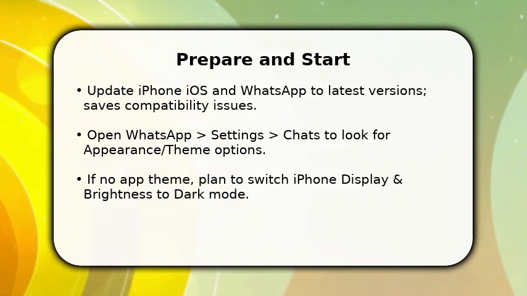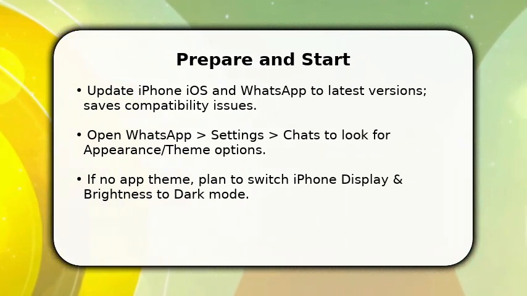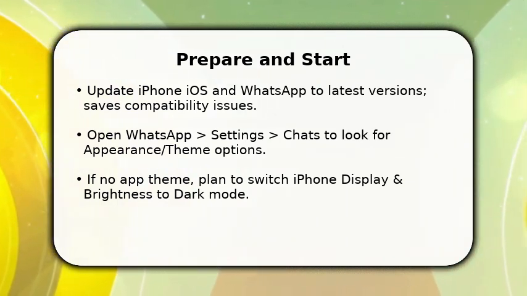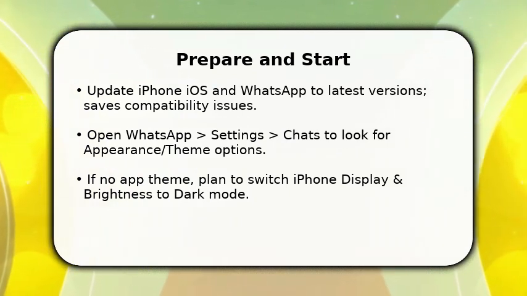If you don't see an in-app theme, make sure your iPhone system appearance is set to dark in Settings, Display, and Brightness. WhatsApp will follow the system and switch automatically. This gets you started immediately.